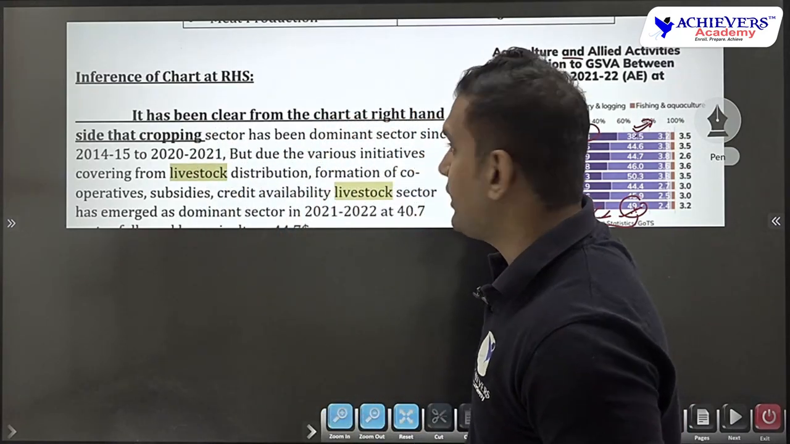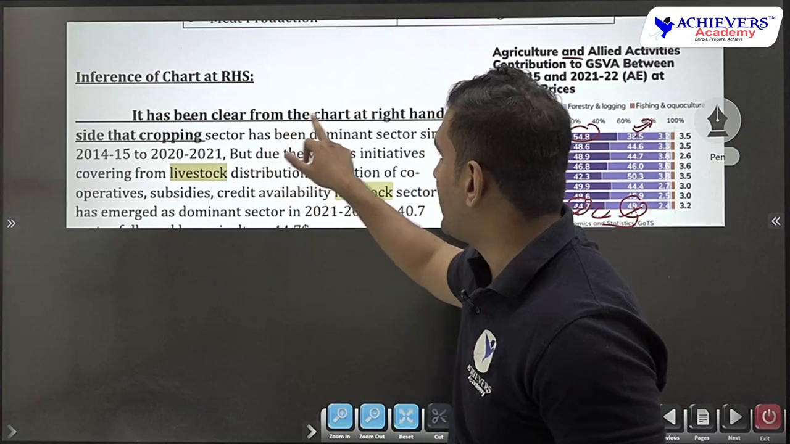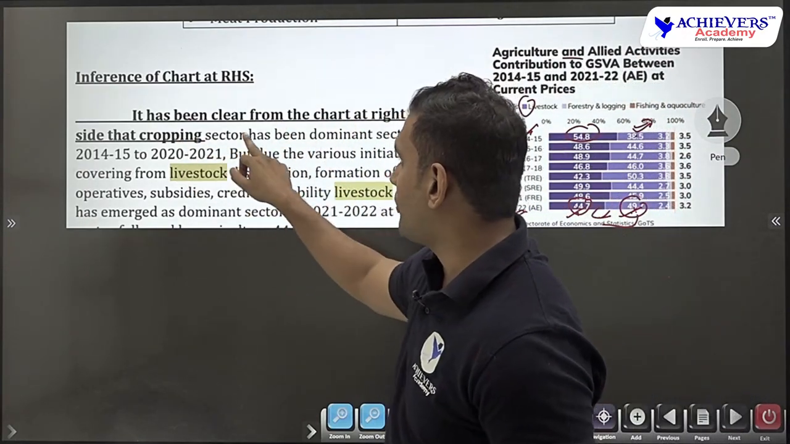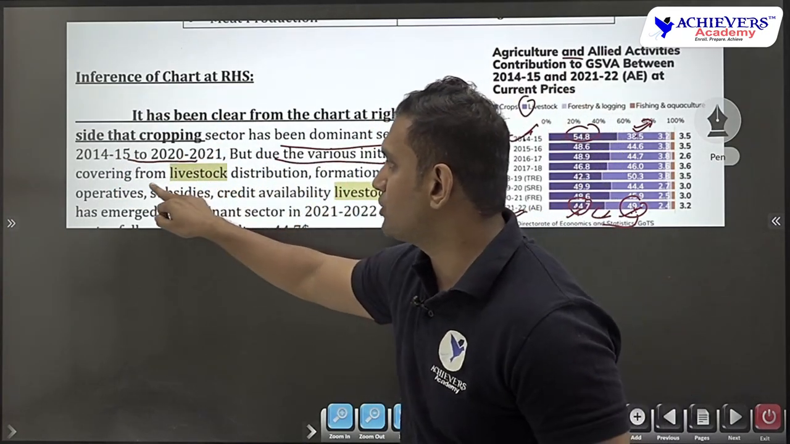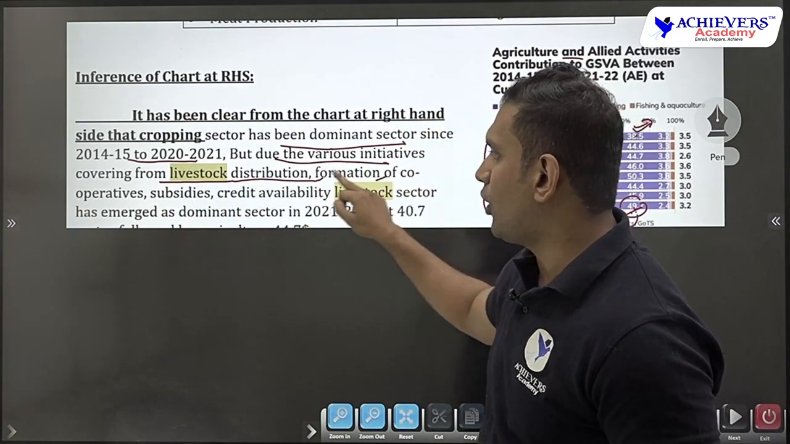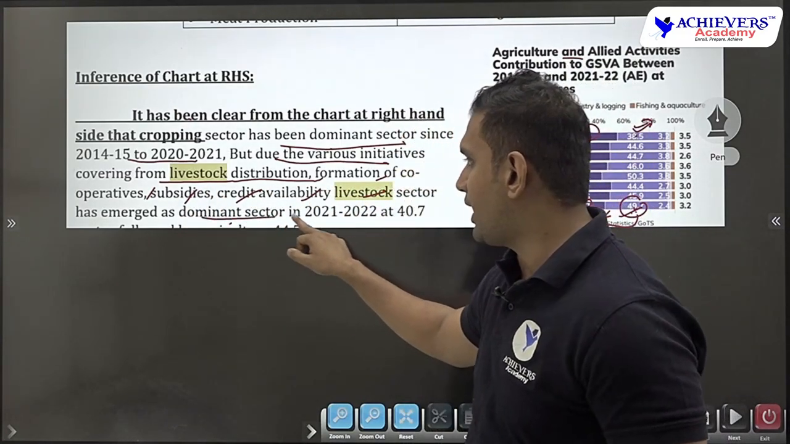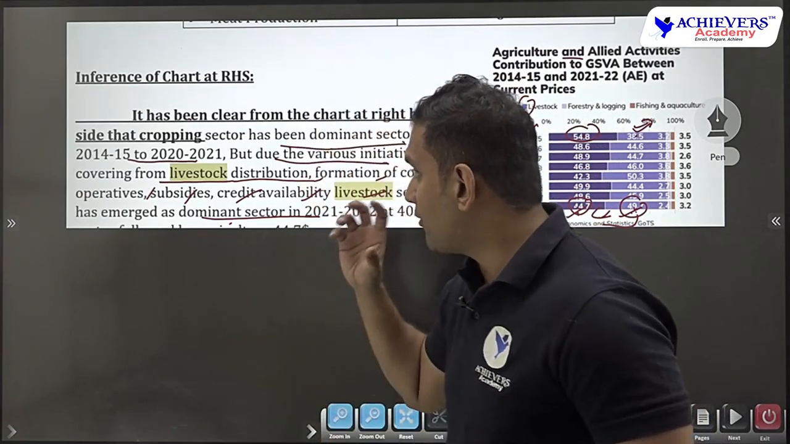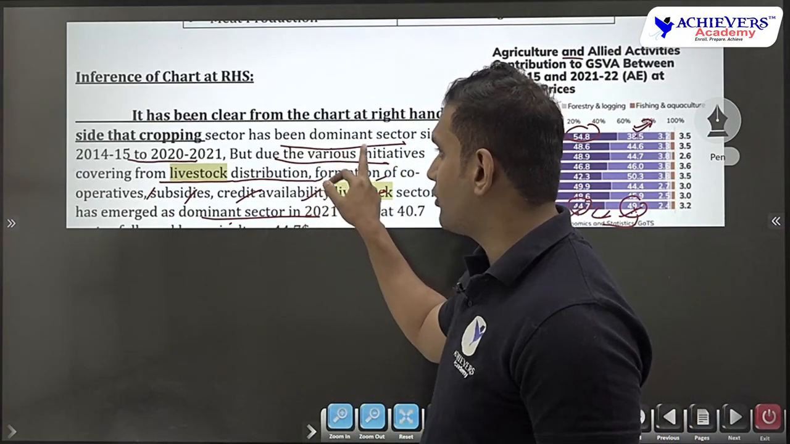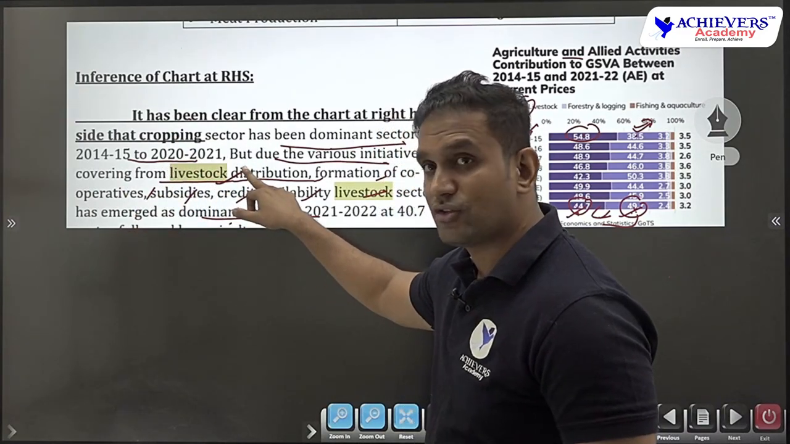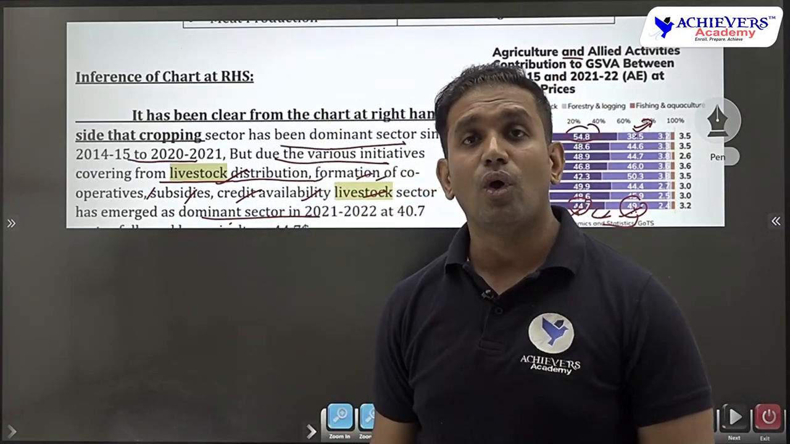In this page, at the right side, you have to write like this and explain here. Whenever you give a chart, explain it. It is clear from the chart at the right hand side that the cropping sector has been dominant since 2014 to 2021. But due to various initiatives taken covering livestock distribution, formation of cooperatives, subsidies, credit availability, the livestock sector has emerged as a dominant sector. So I have given a hint to the examiner, the evaluator who is correcting the paper. Due to the various initiatives covering livestock distribution, sheep distribution, buffalo distribution, formation of cooperatives, subsidies, that's why the livestock sector has grown.